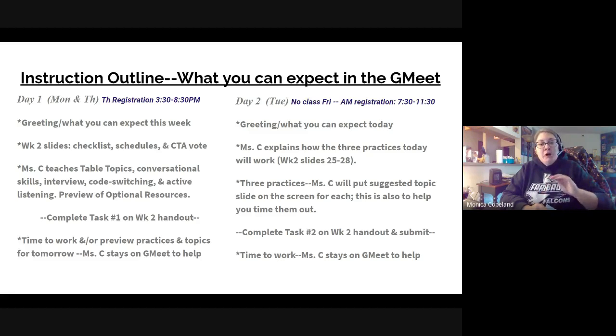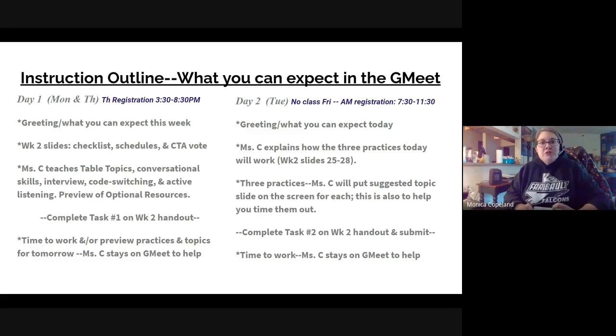That's today. Tomorrow, day 2, you can expect that we are going to do 3 practices with the table topics. And on the slides, slide 25 through 28, it explains how that will work. And I, of course, will explain in class tomorrow. I'm going to put the suggested topics on the screen tomorrow to help you time out your work and so you can just see them at a glance. You already have all the topics. They are in your week 2 folder and it says Sp2 table topics. So today we're going to learn, tomorrow we're going to practice it.